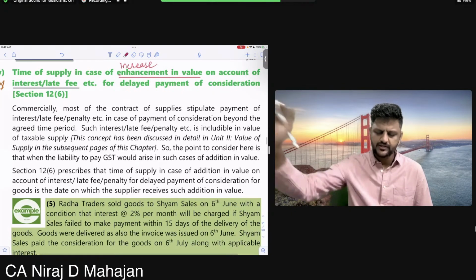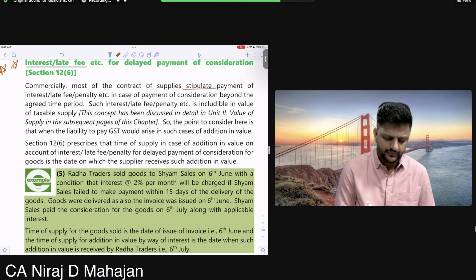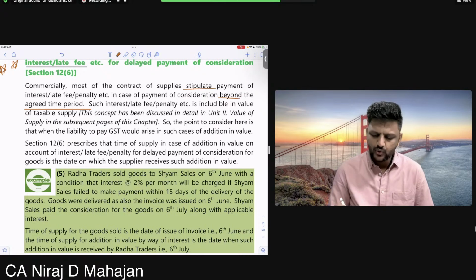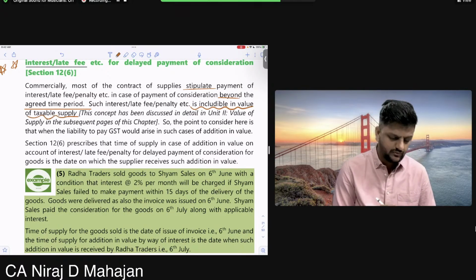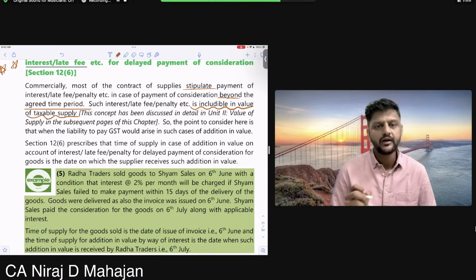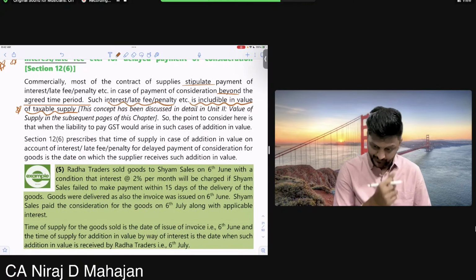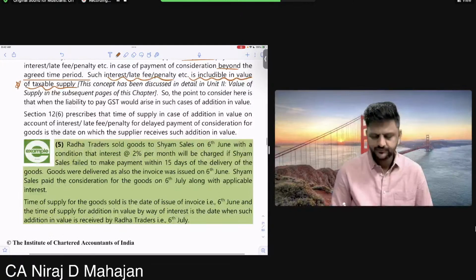Commercially, most contracts of supply stipulate payment of interest, late fee, penalty, etc. in case of payment of consideration beyond the agreed time period. Such interest, late fee or penalty is includable in the value of supply. Clear till here? This we have to see in the chapter of value of supply. So the point to consider is when the liability arises. Clear till here?